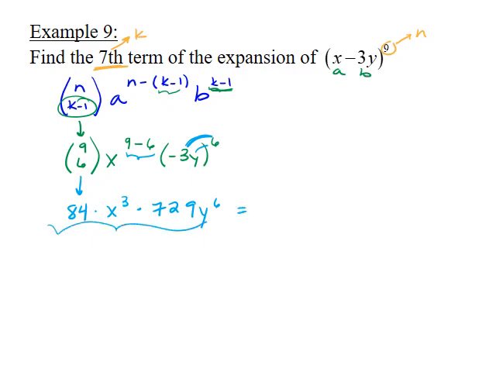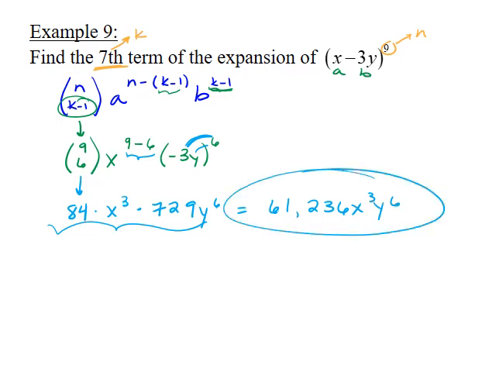Multiplying this all out, I get 61,236 x cubed y to the 6th. And that's the final answer.